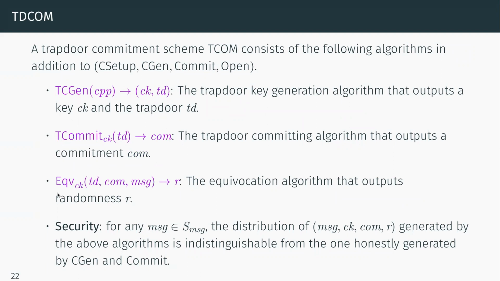And then finally, the equivocation algorithm is needed. This algorithm receives the trapdoor, commitment, and the pre-image, and then outputs the randomness used for the commitment. Again, this randomness has to look like the actual randomness used in the normal committing algorithm. The security requirement is that the distribution of message, commitment key, commitment, and the randomness should be indistinguishable from the honestly generated ones.